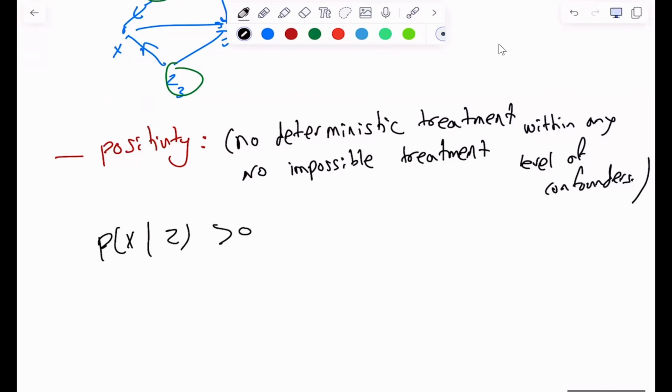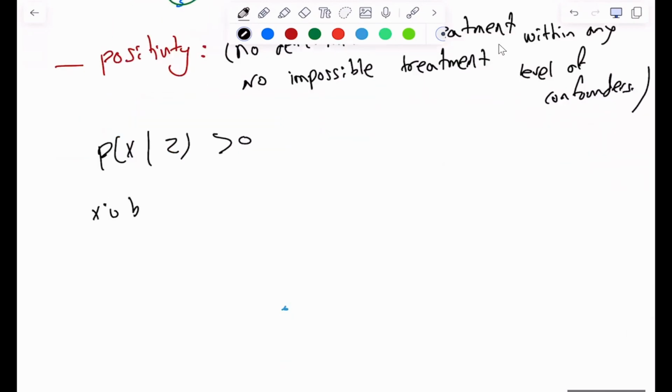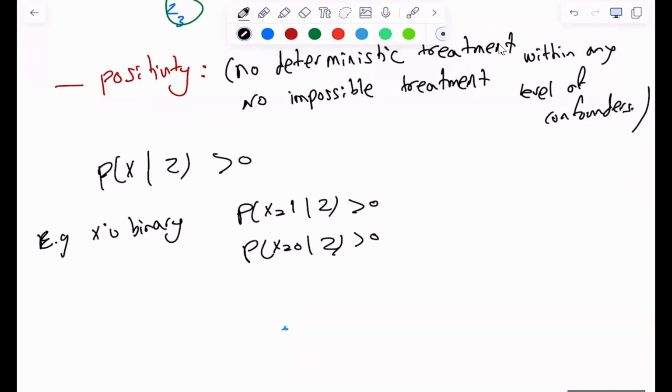So if you consider any level of confounders, we should not have any treatment that is deterministic, meaning that, let's say X is binary. As an example, X is binary, then P of X equal to 1 given Z should be greater than 0, and P of X equal to 0 given Z should be greater than 0. In a sense, it's that if one of them is 0, the other is 1. So no deterministic treatment, and no impossible treatment.